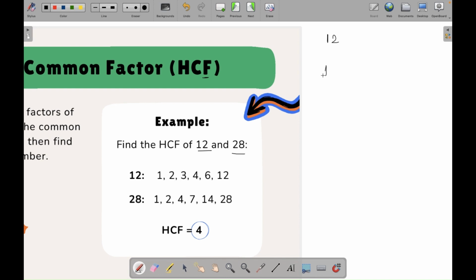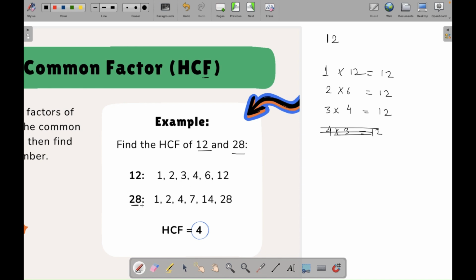So start from 1. If I multiply 1 with 12, I get 12. Then we move on to 2. So 2 times 6 is 12. Then we have 3. 3 times 4 is 12. Then we have 4. 4 times 3 is 12. But we'll not use this and we'll stop. Why? Because 3 times 4 and 4 times 3 mean the same thing. So we'll not find any further factors. So the factors will be 1, 2, 3, 4, 6, 12, which is what we have written here.